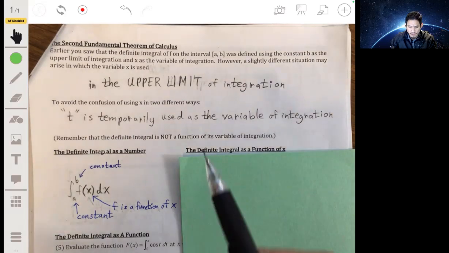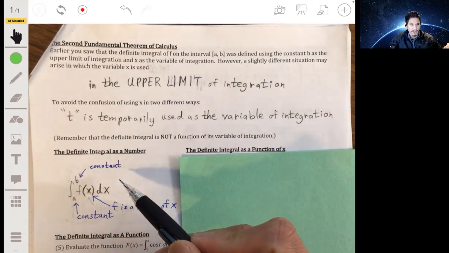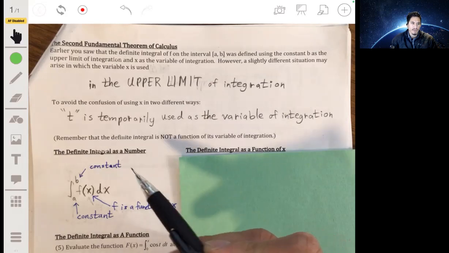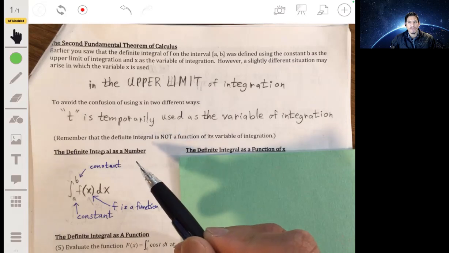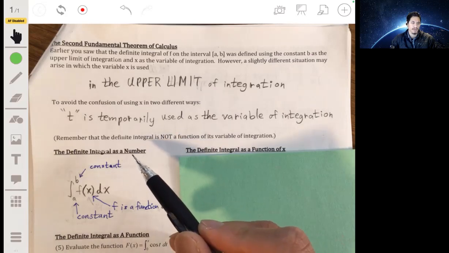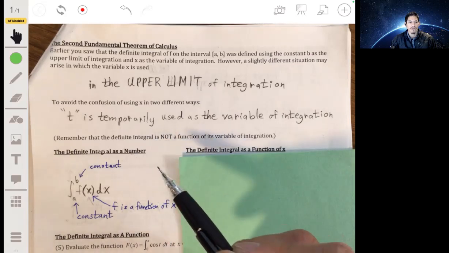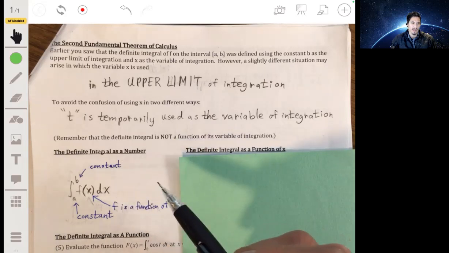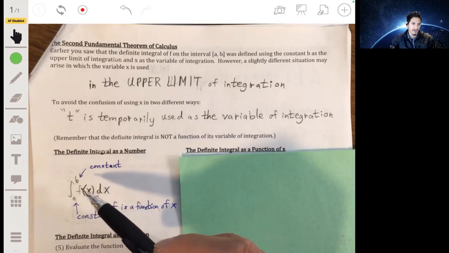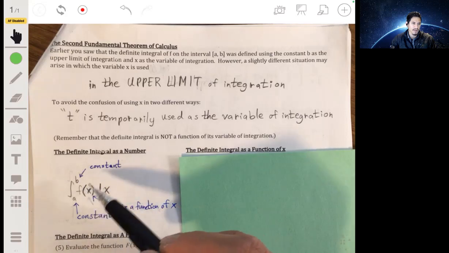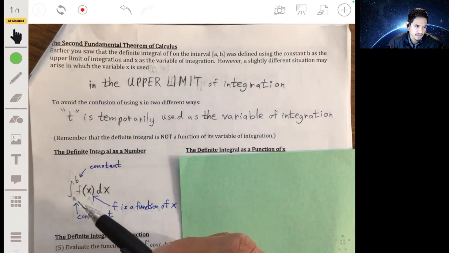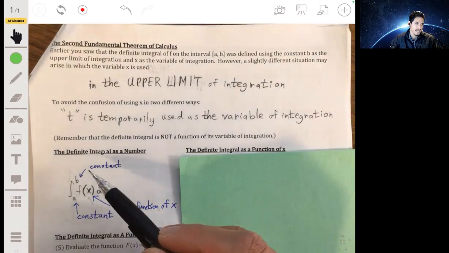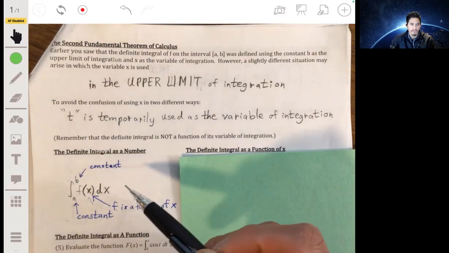So let's go over the definite integral that we're used to. Usually we have it represented like this. The definite integral is going to be equal to some number, where that number represents the area of the region trapped between the function and the x-axis. So we have the integral of f of x dx from a to b. A and b are the limits of integration, so they're constants, they're numbers. A could be 1, b could be 10, but they're fixed numbers.